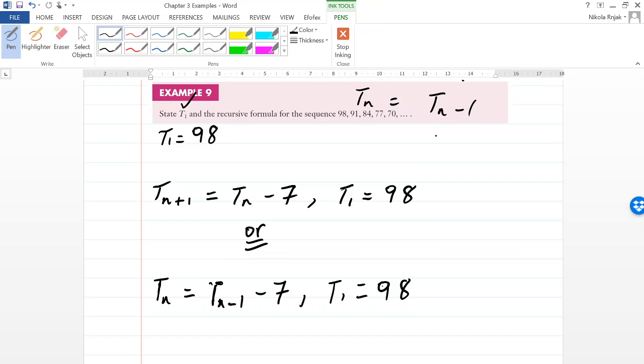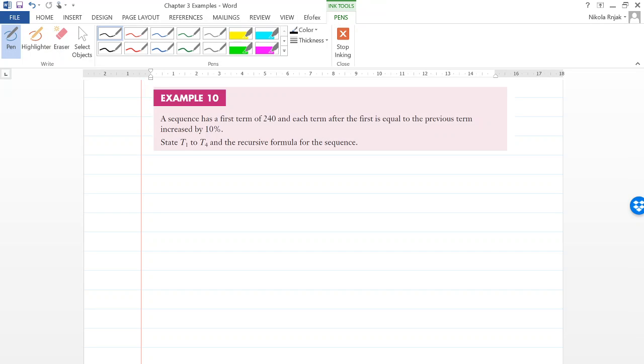Okay, example 10. Okay, let's go through example 10. A sequence has a first term of 240, and each term after the first is equal to the previous term, increased by 10%. State T1 to T4 and the recursive formula for the sequence.